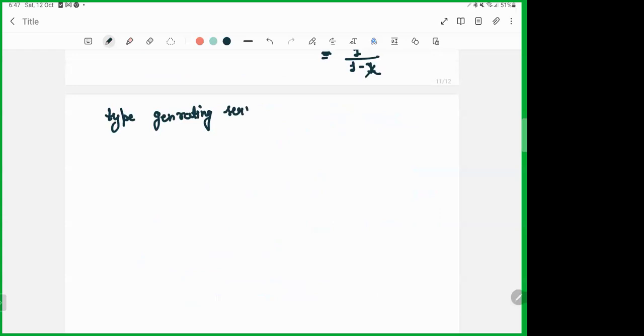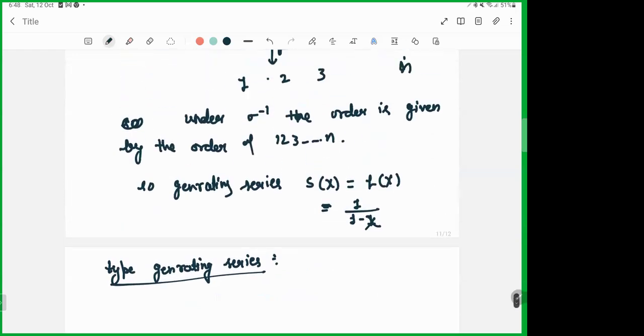Now the type generating series. For the type generating series, what we need is, in permutations, two permutations are equivalent if they have the same cycle type. But what about their linear orders? Will their linear orders also be equivalent?